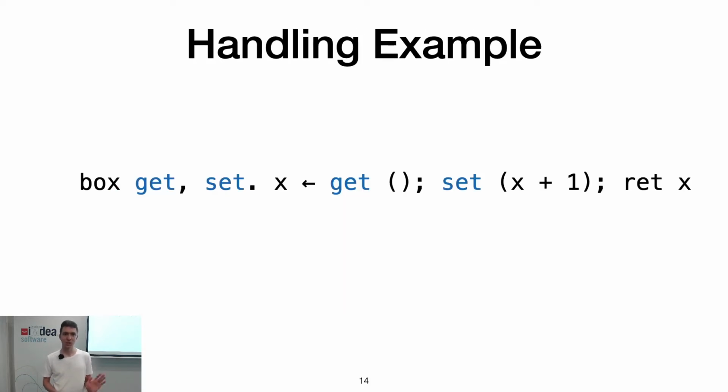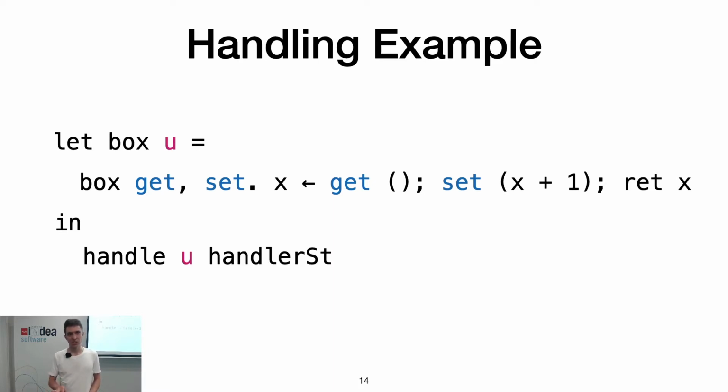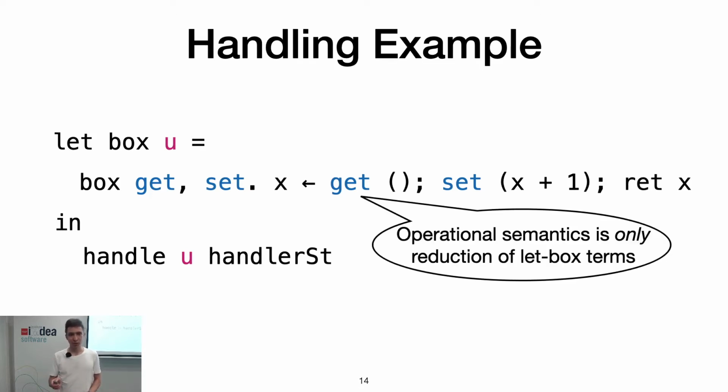But let me show you an example of how handling works. So remember the Tinker program, we put a box around it so it becomes a box term of a box type. We eliminate it with let box. We bind it to a variable u. Next thing we do is we apply handling to it. We use some handler for state on that variable. Remember that the only beta reduction that we have is the let box contraction. So that's the only thing we can do in this program. We cannot reduce handling right away.